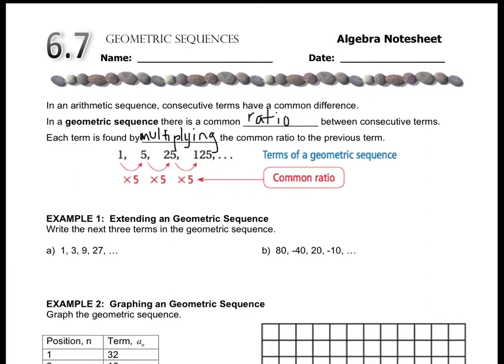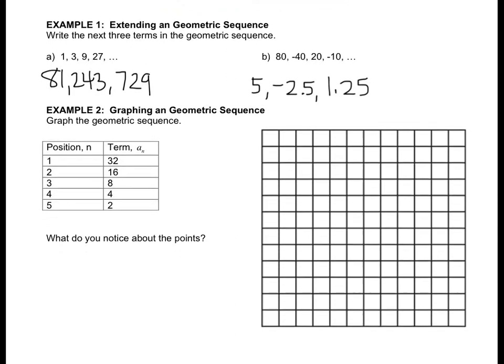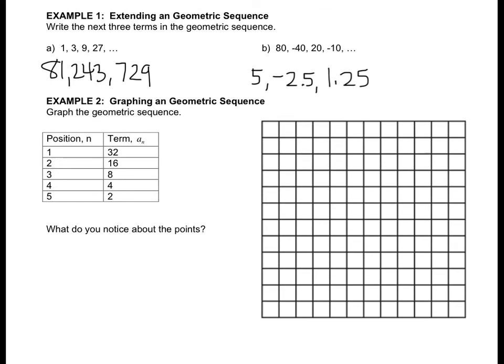Pause the video and try example 1. In letter A, our ratio is 3, so those are my 3 terms. In letter B, the ratio was negative 1/2. I multiplied every term by negative 1/2. When you're ready for example 2, let's look at graphing a geometric sequence.